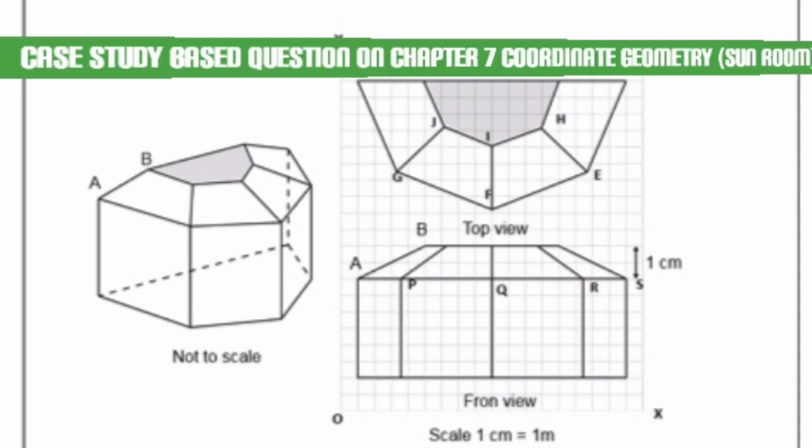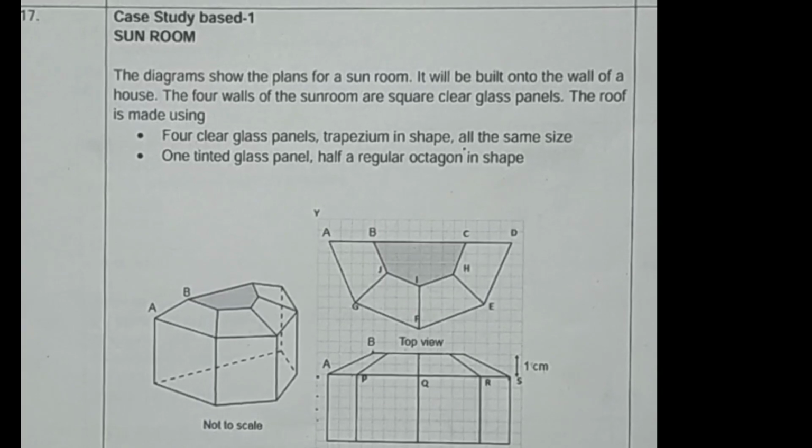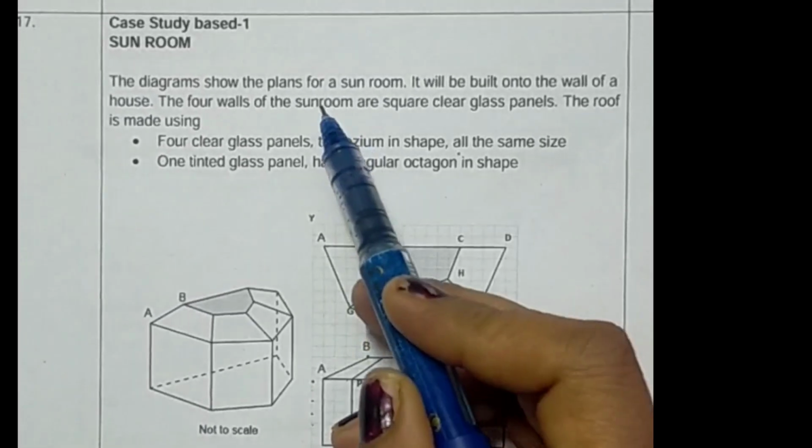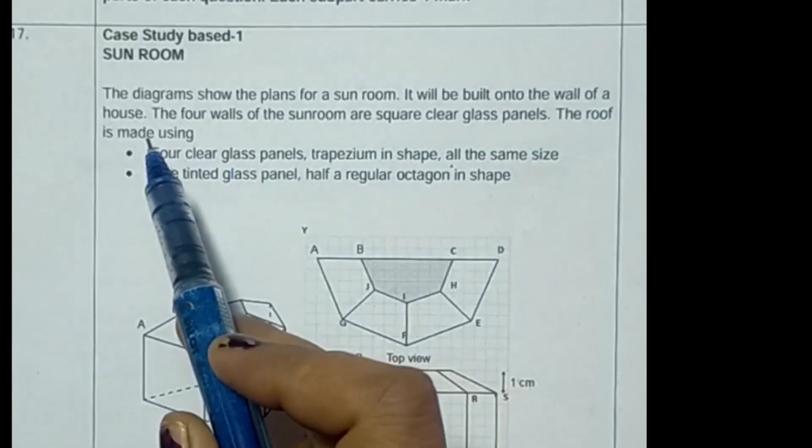Today we will be doing one case study based question on coordinate geometry, the sunroom. The diagrams show the plans for a sunroom. It will be built onto the wall of a house.